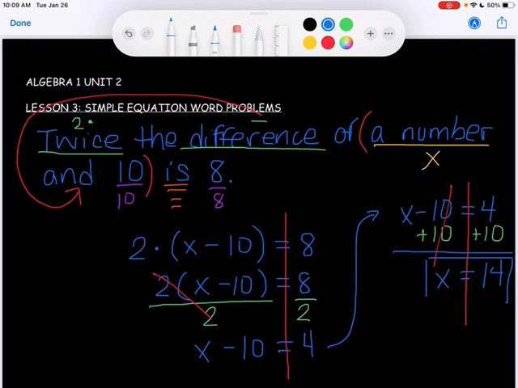So if I replace in this sentence a number with 14, let's see how it reads. Twice the difference of 14 and 10. So the difference of 14 and 10 is 4. And then it says twice that is 8. Is 8. Yep, that works.